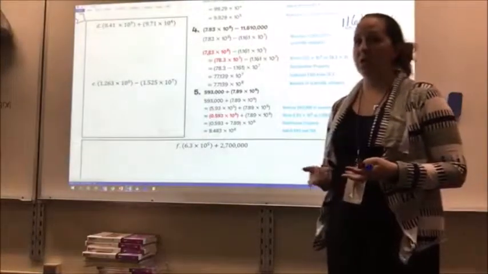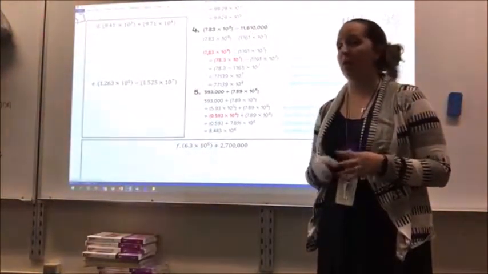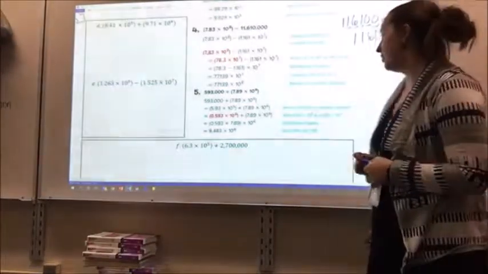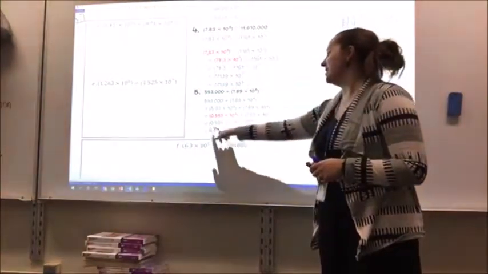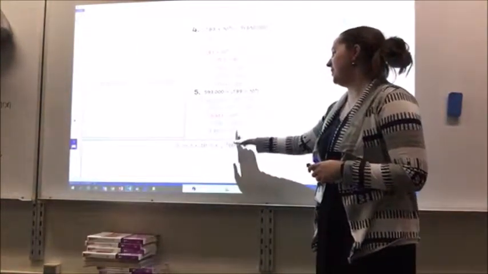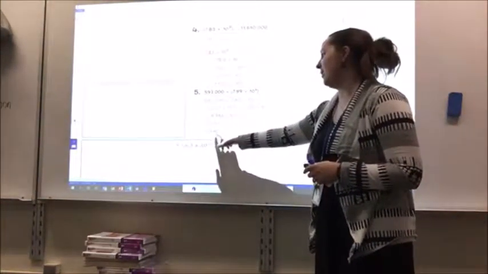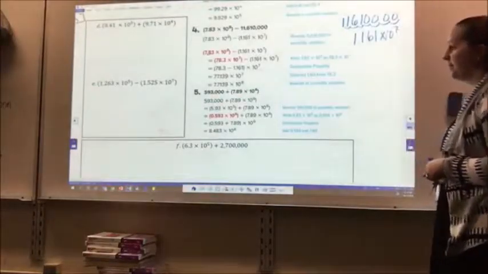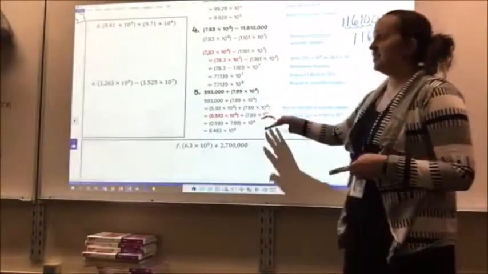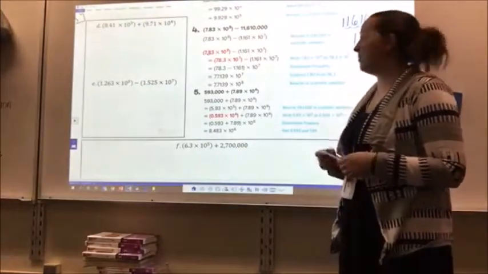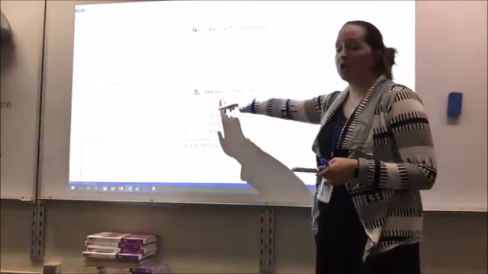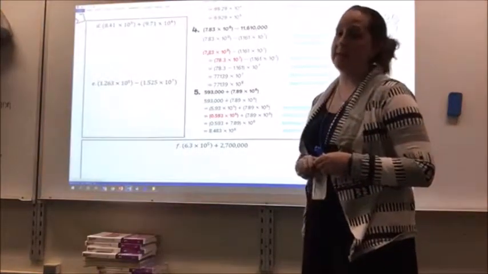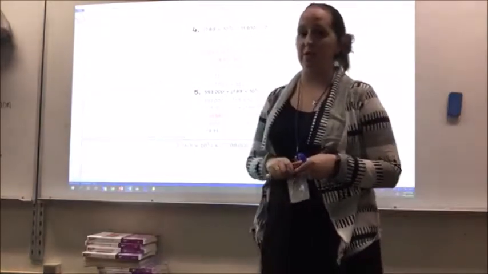Whichever way works for you, if you want to change it to the smaller one, if you want to change it to the bigger one, it will still give you the same answer in the end. Okay? When I add these together, 0.593 plus 7.89 gives me 8.483 times 10 to the 6th power. In this case, for number 5, because they made this a larger exponent, they actually kind of eliminated a step for them. At the end, they didn't have to change it back to scientific notation.